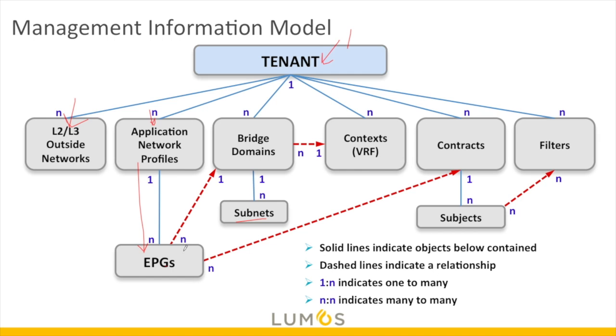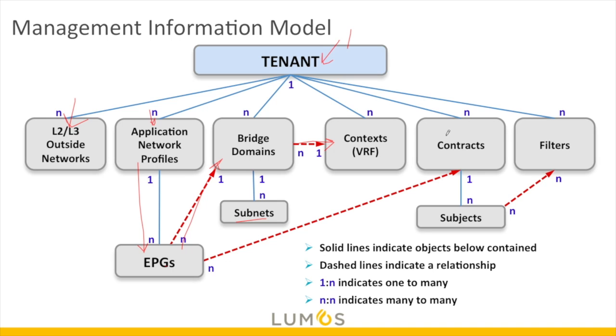EPGs can only exist inside of a single bridge domain. And then a bridge domain can only exist inside of a given VRF, a given context. You can have multiple bridge domains. Typically, you'll have one, maybe two. One might be like your DMZ bridge domain, and another one might be in an internal private routed space.